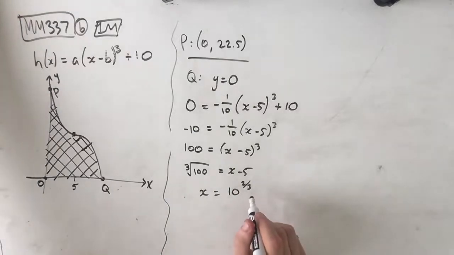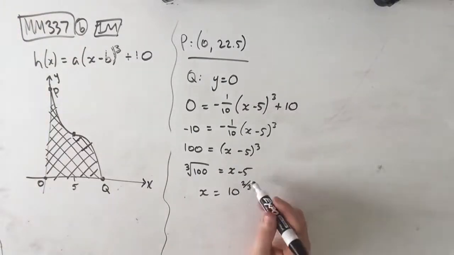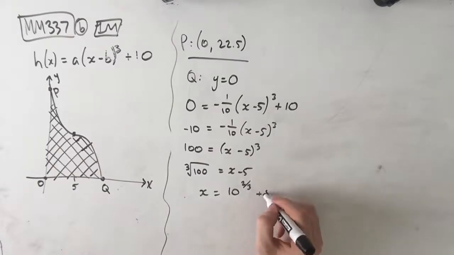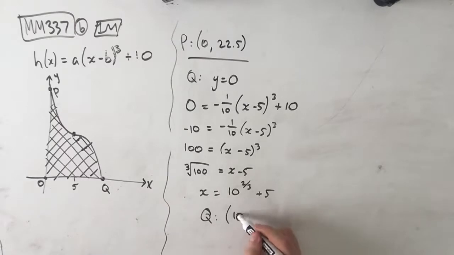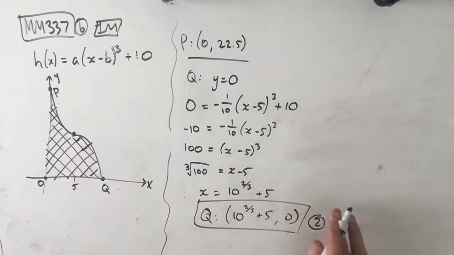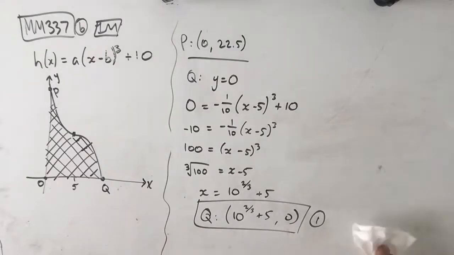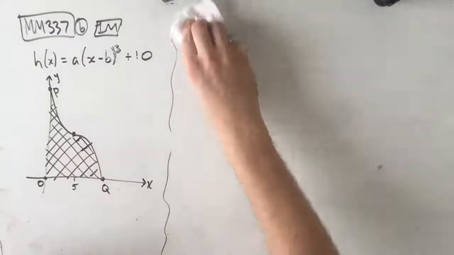Can we use our CAS in this question? Yes. So you can simplify the cube root of 100 in your CAS to 10 to the power of 2/3, plus 5, which means that Q occurs at (10^(2/3) + 5, 0). And that is our first and final mark for this question. Guys, that's part B. Let's move on to part C. Part C is a 2-mark question.